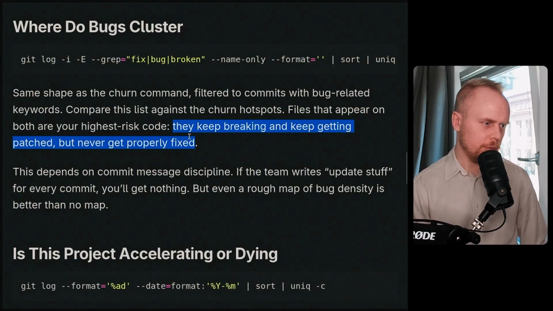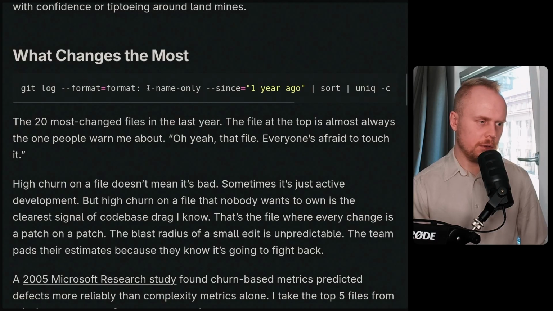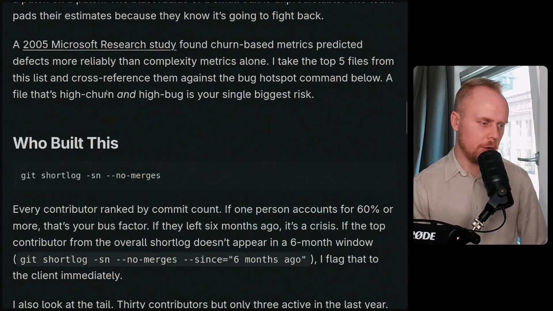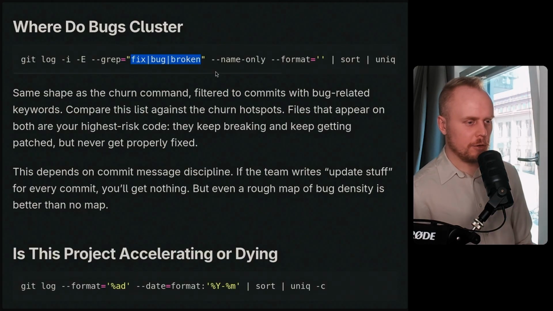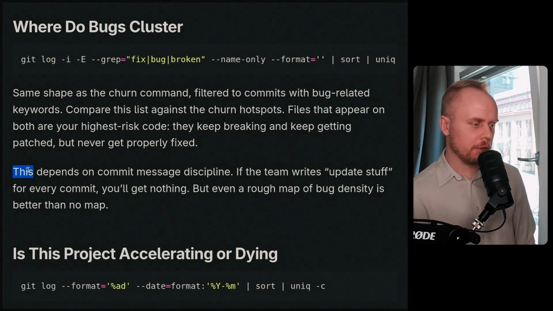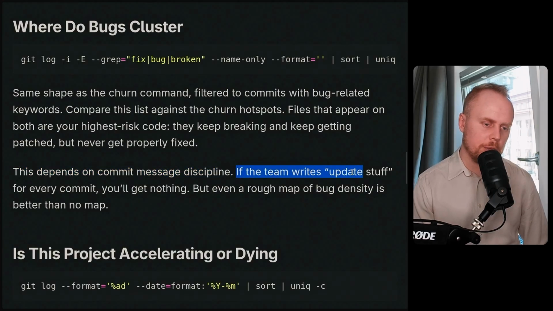Yeah, that's a good point. Like we saw with what changes the most, people are in this code a lot, and then here we have where people are fixing bugs. But that also depends a bit on people actually using these keywords when writing their commit messages. Maybe they are not, I don't know. Oh yeah, as he also says here, this depends on commit message discipline. If the team writes "update stuff" for every commit, you will get nothing, but even a rough map of bug density is better than no map. Yeah, it's at least something.